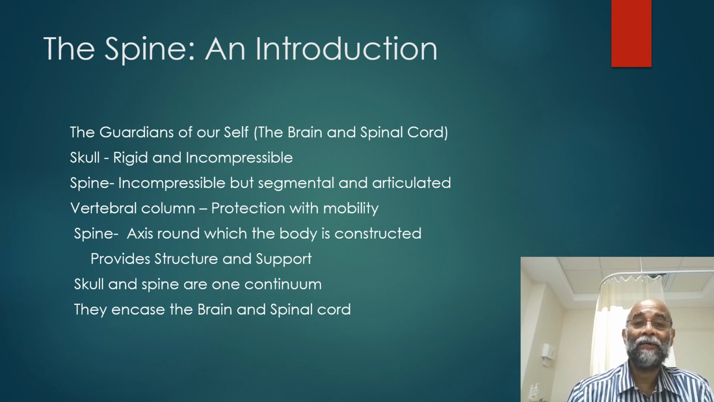The spine is incompressible, but it has been segmented and articulated to provide motility. The vertebral column offers the spinal cord protection while it confers mobility to the body. The spine is the axis around which the body is constructed. It provides structure and support. They encase the brain and the spinal cord.